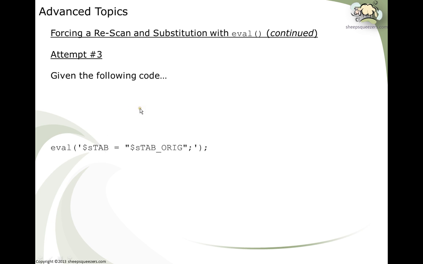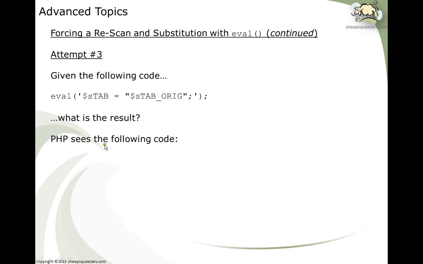All right, attempt number 3. Given the following code, we're going back to single quotes again, but we're going to try to be clever. $STab, so single quotes here, we're not going to do any resolution, and then we're going to put in double quotes to see what's going to happen. Maybe PHP will resolve this guy because there's double quotes. And here's another single quote. So let's take a look. Well, PHP will see this: $STab, which is fine. There's no resolution because it's in single quotes. Boom. And then PHP sees the following code: double quotes, $STab_orig.